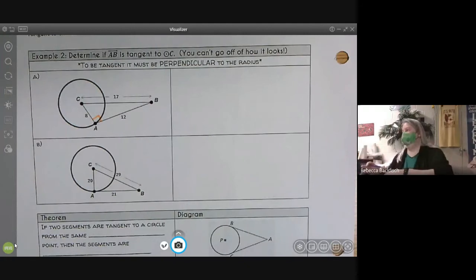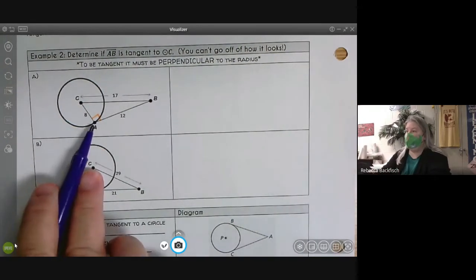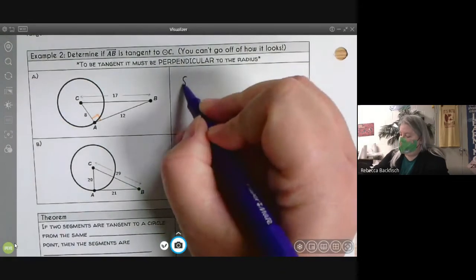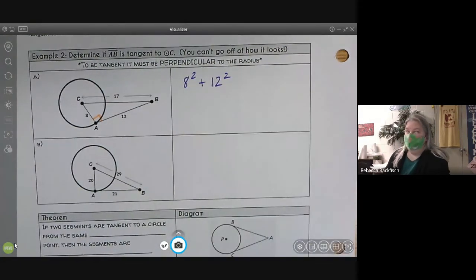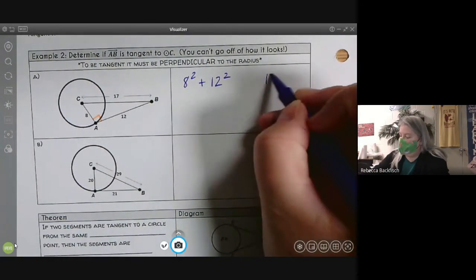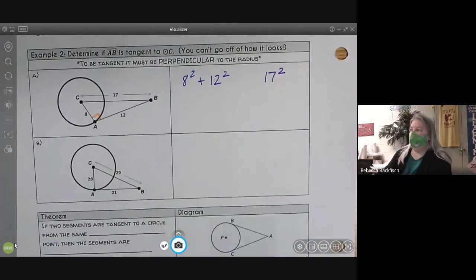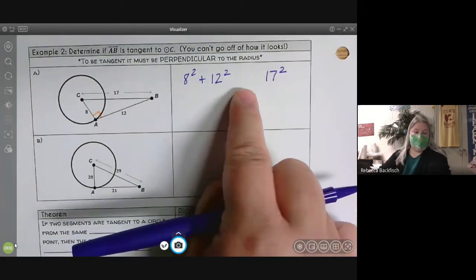Pythagorean theorem. Okay, so I'm going to use the Pythagorean theorem to see whether or not it's a right triangle, which is the same as checking whether or not this is a right angle. So I'm going to do 8 squared plus 12 squared, because those would be my two legs. And then I'm going to do 17 squared, and I'm going to compare those and see if they're equal or not.